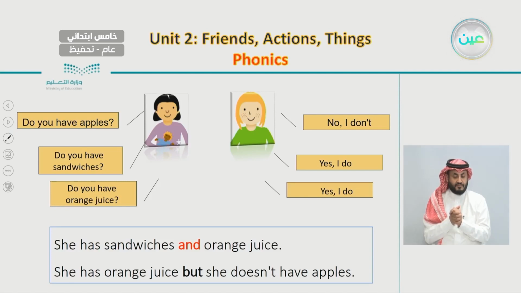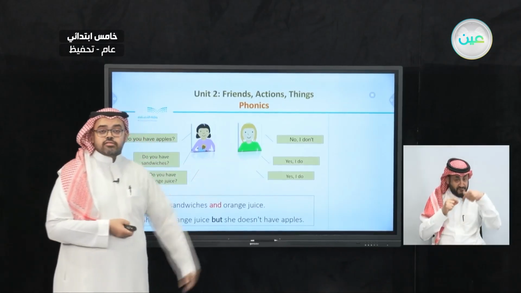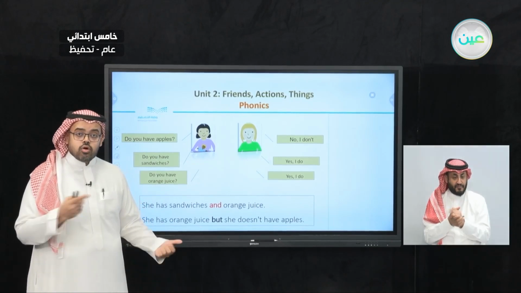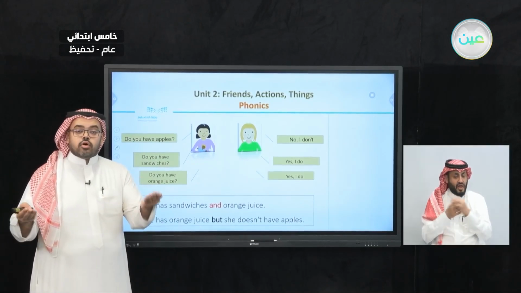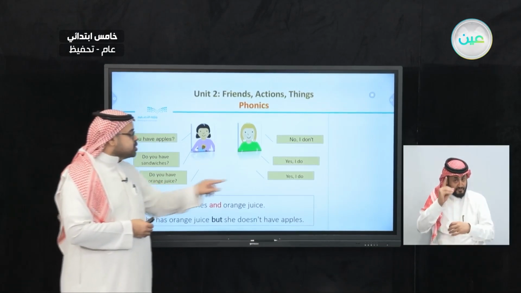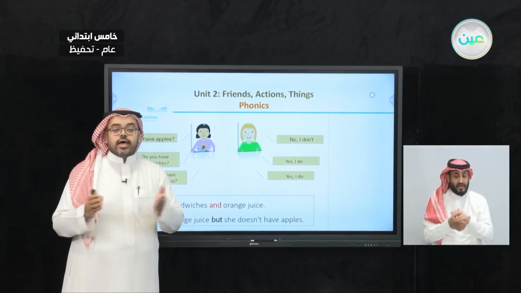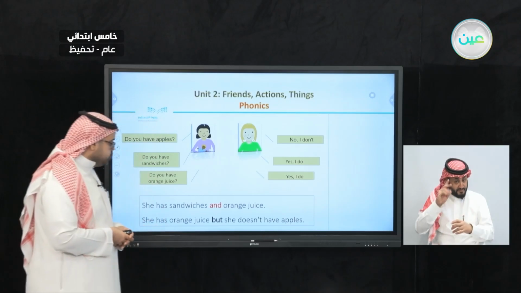And now we can learn by listening to this conversation that she has sandwiches and orange juice. So she has sandwiches because, do you have sandwiches? She said yes. So she has sandwiches. And also orange juice, because when she asked her, do you have orange juice? She said yes. So she has two: sandwiches and orange juice.